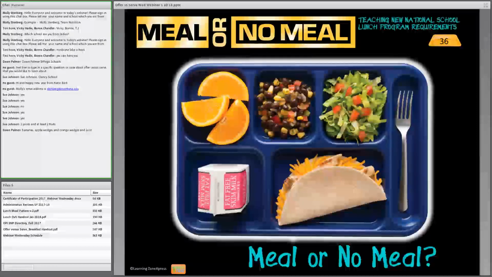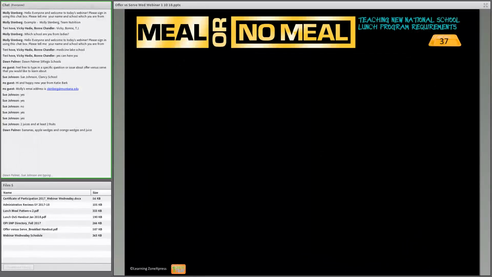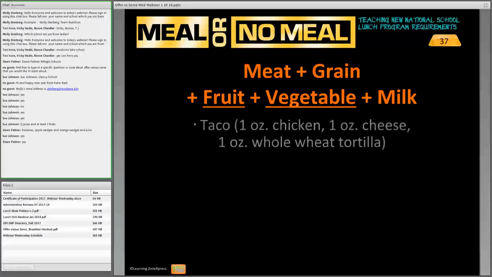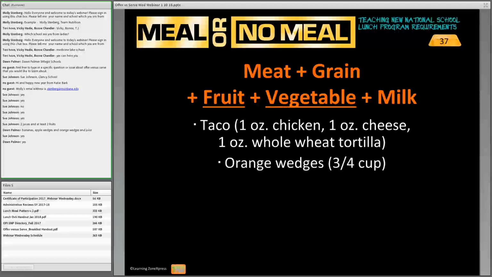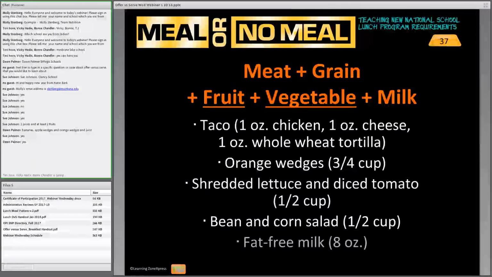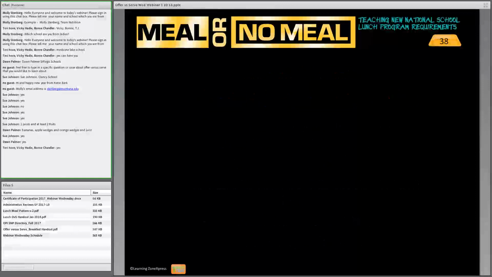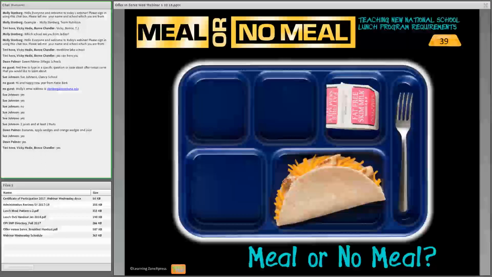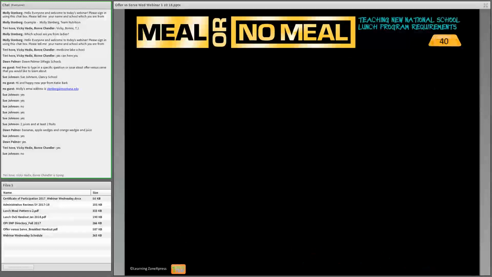So this is a colorful full tray. Would this be a meal or not a reimbursable meal? This tray did have the fruit or the vegetable, it had the milk, and it had the meat and the grain. So this tray had all 5 components, and that's easily identified as a reimbursable meal. What about this meal? It has the soft shell taco, which has a grain and a meat and a milk. Is this a reimbursable meal?